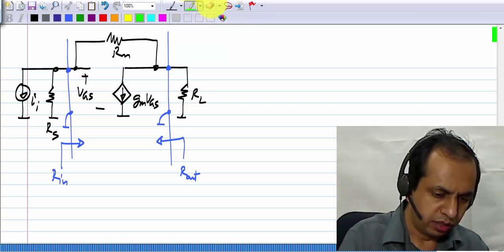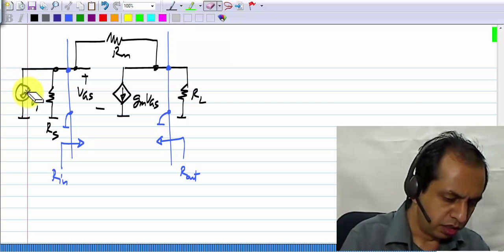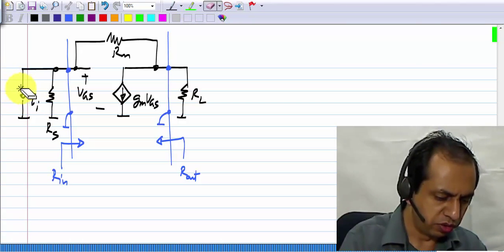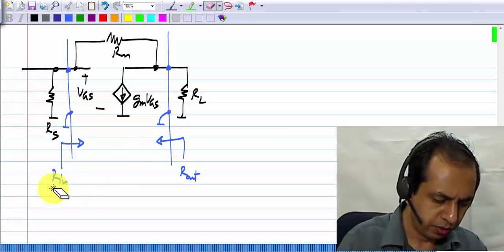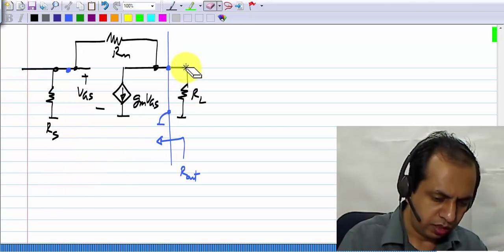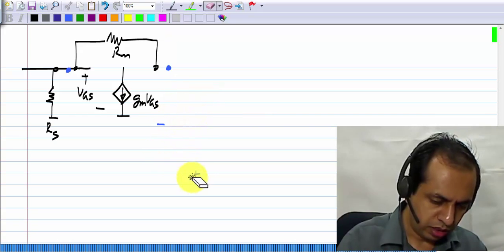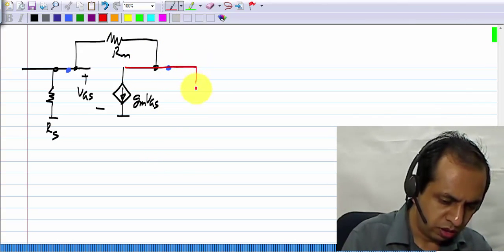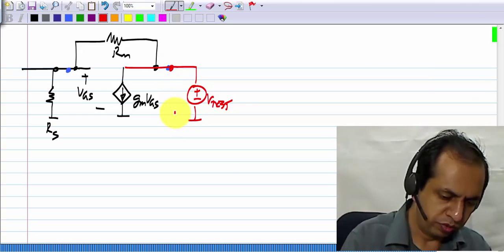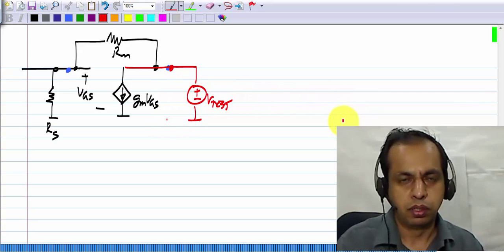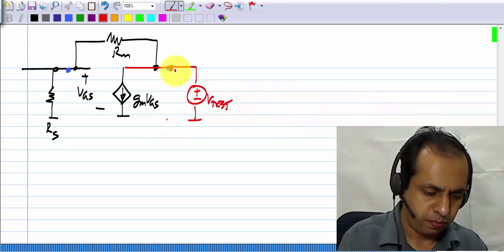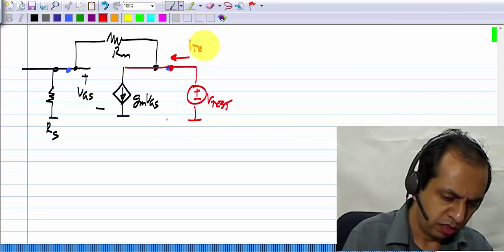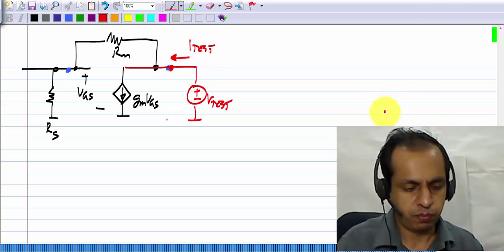For calculating the output resistance, the input current source is set to 0, so that means that it becomes an open circuit, and I connect a test voltage source between these 2 points, and find the current that flows.